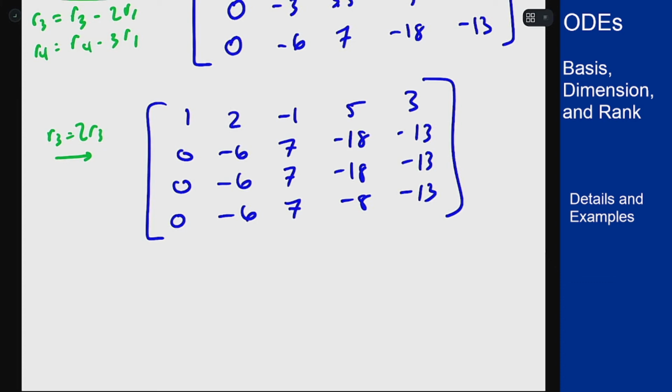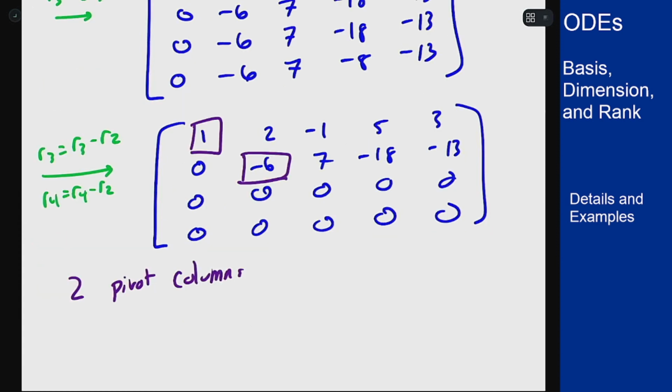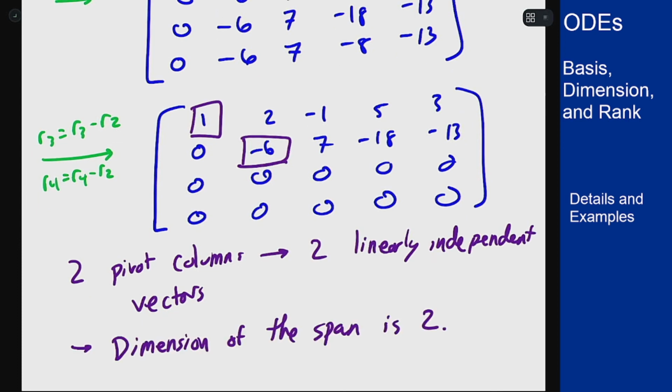So my next step can be something like row 3 is row 3 minus row 2, and row 4 is row 4 minus row 2 to give me the following matrix. And now we can see that my pivot columns are going to be this 1 here, and if I were to divide by minus 6, this would be a 1 here. So I have 2 pivot columns, which means I have 2 linearly independent vectors, which means the dimension of this span is 2, which is what the problem wanted us to find.